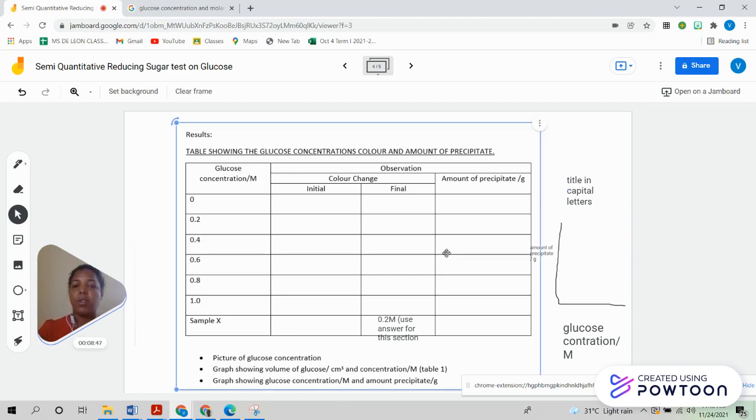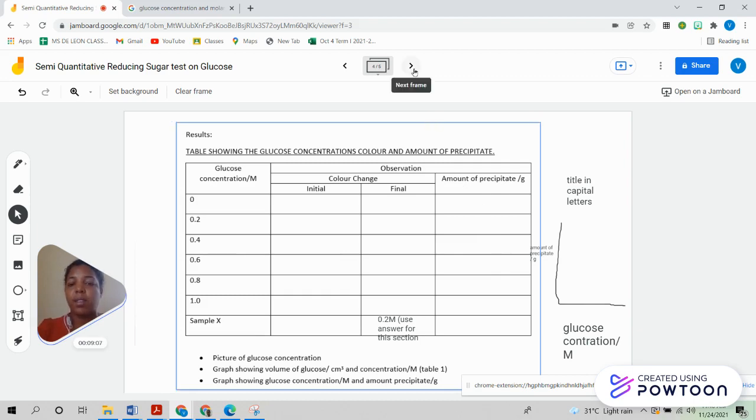So for your results, you have this table showing the results that you got. You're going to have a picture and you're going to have two graphs. So there are lots of parts to your results section. All right. On Friday, we're going to add on the precipitate that we get.